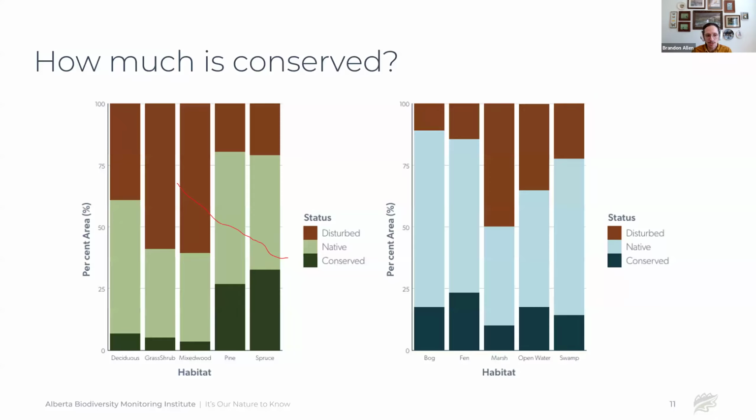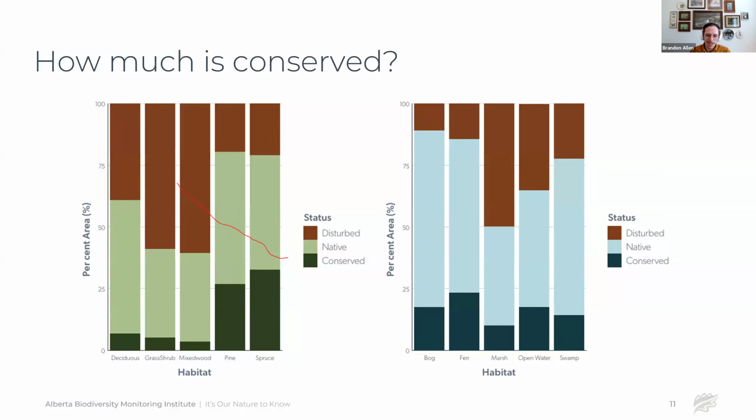Looking at pine and spruce stands, a large percentage have conserved statuses, and there is a relatively large amount of remaining native and undisturbed area on the landscape for those habitat types. The same is true for fens and bogs, where there's a little less conserved area compared to the terrestrial or upland counterparts. But again, there's a large amount of native remaining habitat on the landscape that currently isn't considered part of those protection statuses.